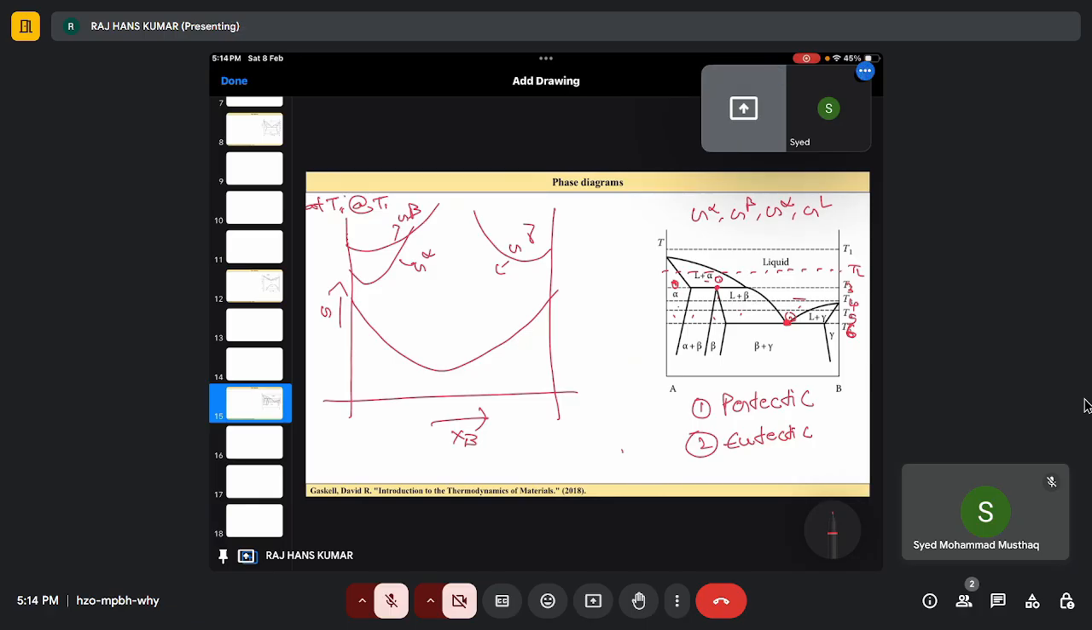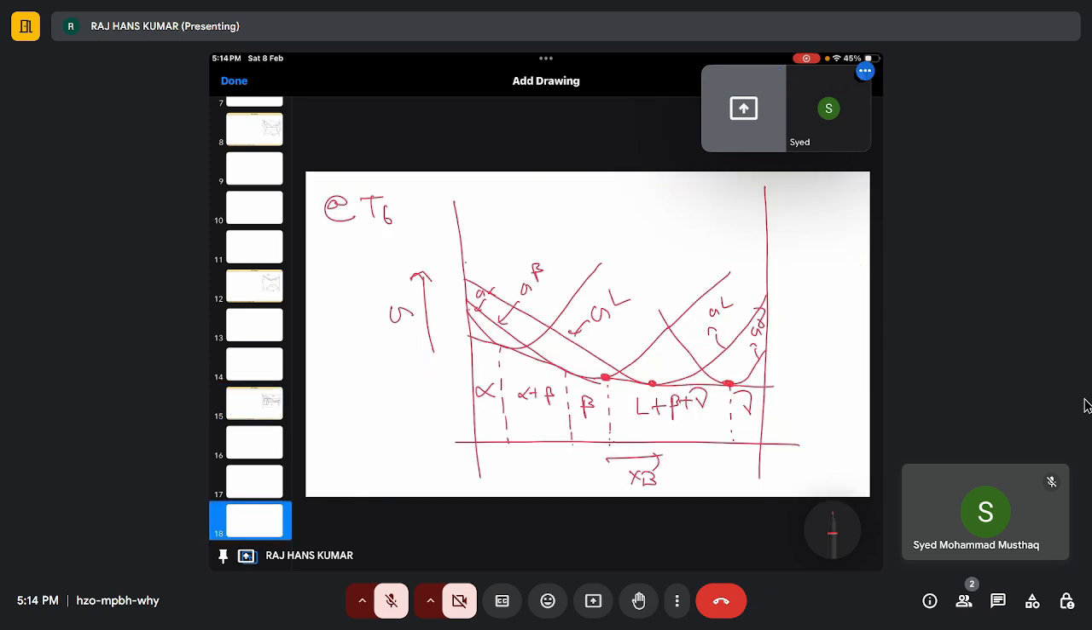Okay then. So we have one, two, three, four, five areas covered. So this is my liquid, this is my beta, liquid, gamma, beta, gamma. These three are at equilibrium, right? And then I have gamma here. That's all.